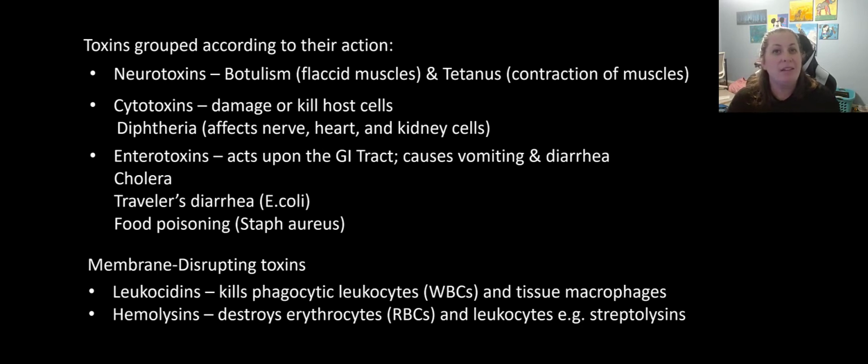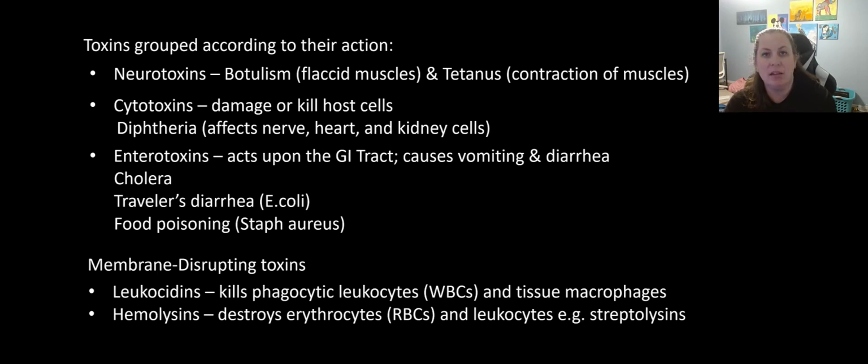Botulism, guys, we use that to make Botox, okay, where they inject some of the toxin, and now the muscles cannot contract. On the other hand, tetanus is also a neurotoxin, but it causes your muscles to contract tightly. They can contract so tightly that the bones can break, so that's a big deal. Another type of toxin group is the cytotoxins. These guys damage or kill your host cells. Diphtheria is one of the best examples here, and they can affect the nerve, heart, and kidney cells.